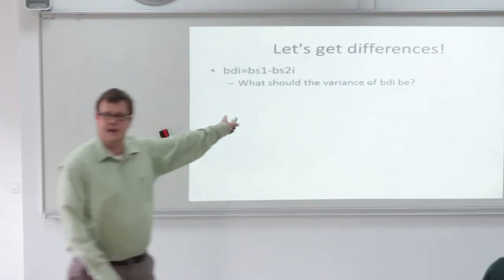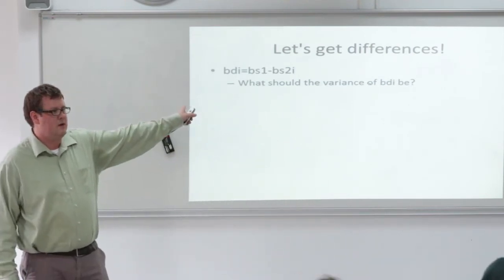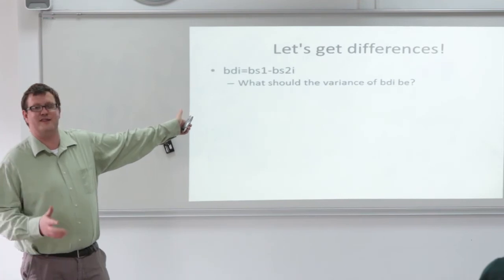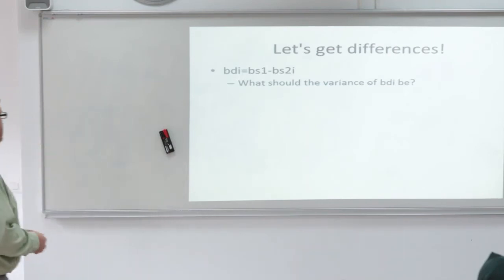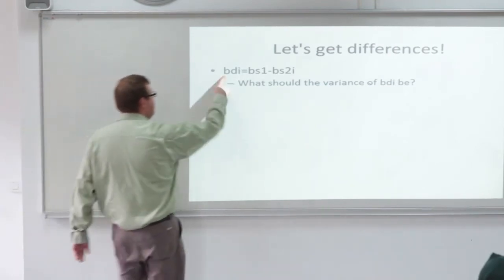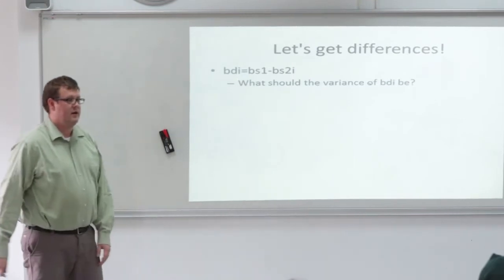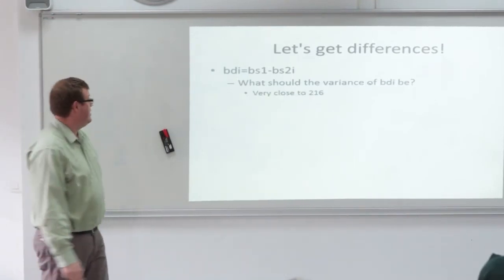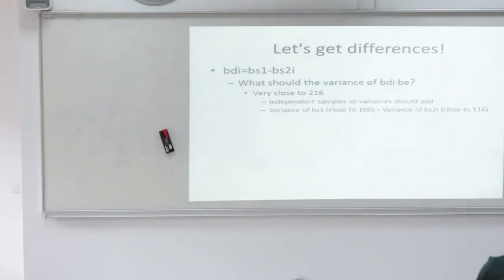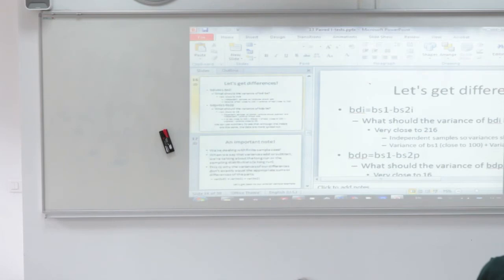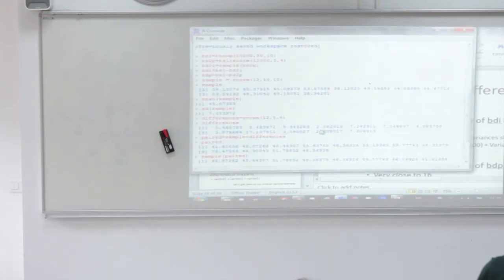We're talking about independent samples here, so what should happen? The differences should, or not the differences, but the variances should add if what I said is correct, right? So what should the variance of this be if these variances add? 216, right? So they're independent samples, so the variances should add. So it should be the variance of BS1, which is close to 100, plus the variance of BS2I, which is close to 116. All right. Let me make sure I have it. Yep, BDI equals BS1 minus BS2I.